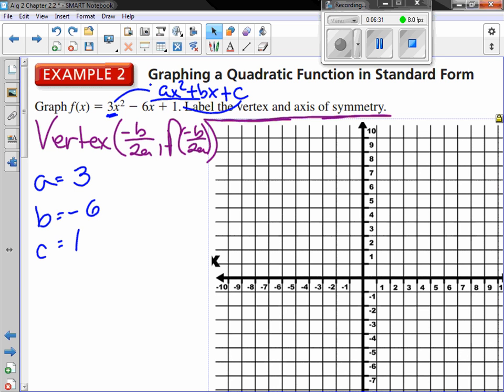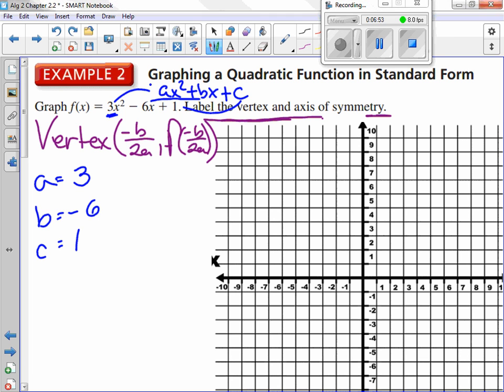It could be rewritten in a different way, because we could say negative 6x plus 3x squared plus 1. But it's still that there. Now, we will always want to rewrite it so that x squared comes first and then going down in descending order. But the number in front of x squared would be a, the number in front of x is b, and the number by itself is c.